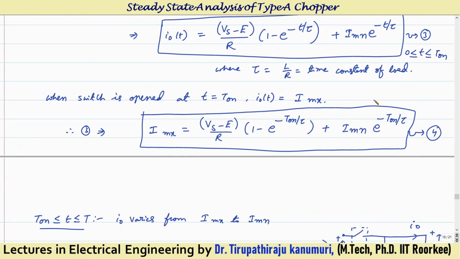So now I am proceeding further. When the switch is opened at t is equal to Ton, I can tell that I0 of t is equal to Imx. So this I can write as Imx is equal to Vs minus E divided by R.